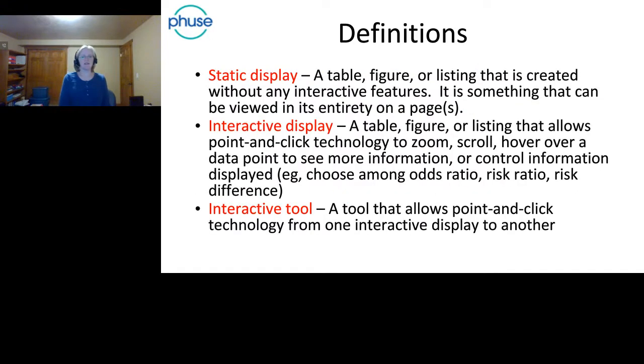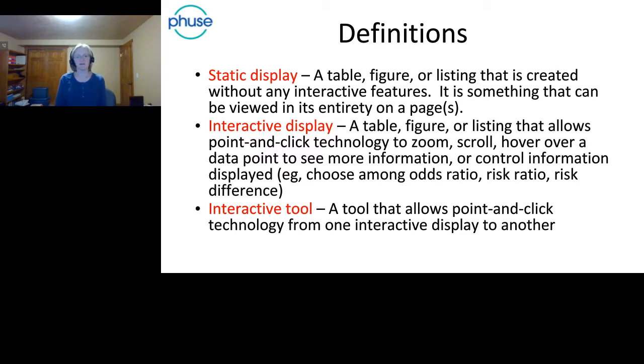So other definitions that will come up in this workshop are a static display versus an interactive display versus an interactive tool. These are not necessarily commonly used words to describe this differentiation. But I'm going to use these words, and maybe there are better words to describe these things. But for purposes of discussion, we'll use these definitions.